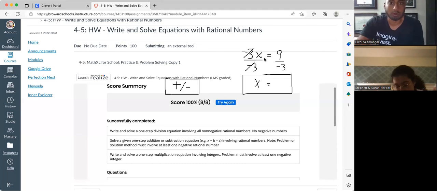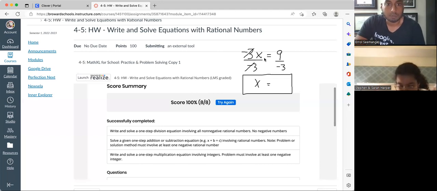Or it might be the other way around. 9 divided by 3, negative. Yeah, it's negative 3. Okay.